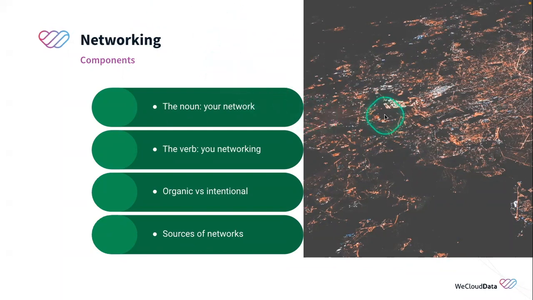In terms of the components of networking, you have to think of it in a few ways. The noun is your network: what is your network? The verb is you actively networking. So it's two sides of the coin, more than just what your network is, but also you actively networking and building up your network. There's also organic versus intentional: how are you building out your networks? Is it organic, or are you intentionally building a very specific type of network? And sources of networks: where do your networks come from?